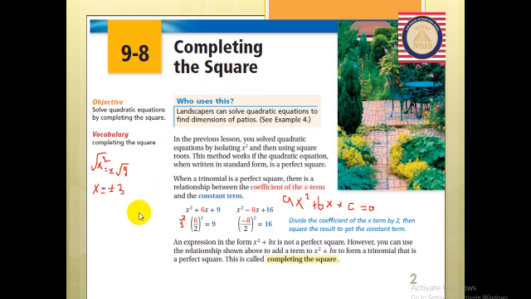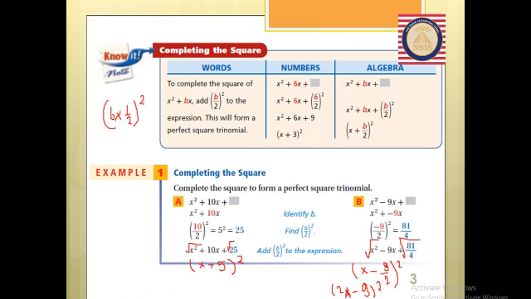How? By making them perfect square trinomials. How? By looking for the relationship between the coefficient of the x term and the constant term. What is the coefficient of the x term, which is b, and the constant term, which is c? Here, half b all power 2 equals the c. Okay, this is how we are going to complete the square.